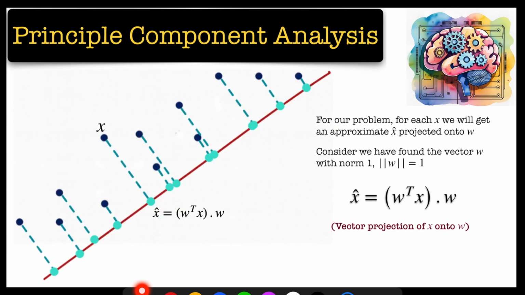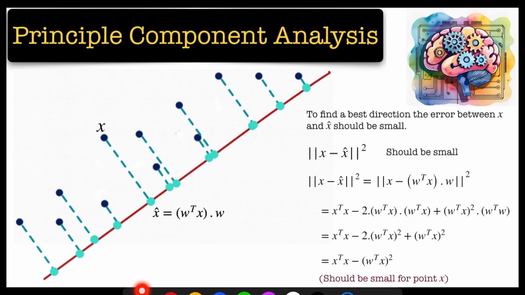So for our problem, we have these points, right? For each x, we'll get an approximate x hat projected onto W. For each data point, we'll project the data onto this W. This is basically W, and we get the projected points here. This projected point will be the vector projection, right? So that will be W transpose x times W, considering we have found the vector W with norm 1. So this is the vector projection of x onto W.